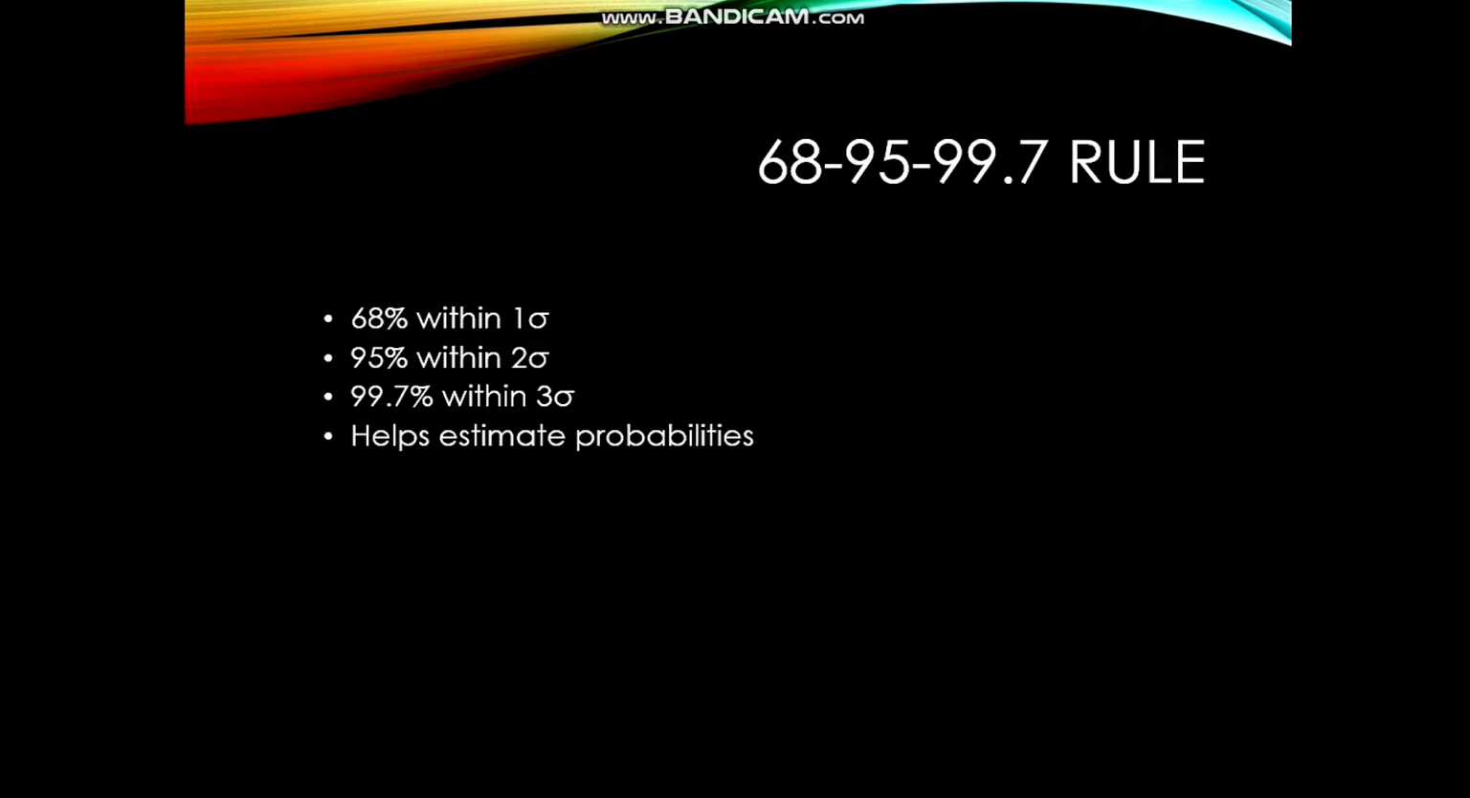One useful rule is the 68, 95, 99.7 rule. About 68% of the data is within one standard deviation of the mean. About 95% is within two standard deviations, and about 99.7% is within three standard deviations.